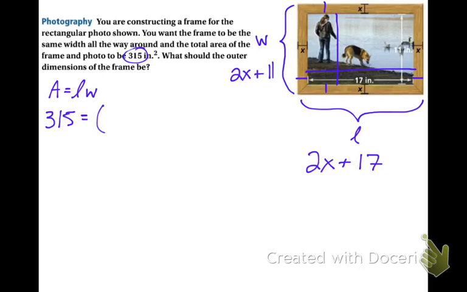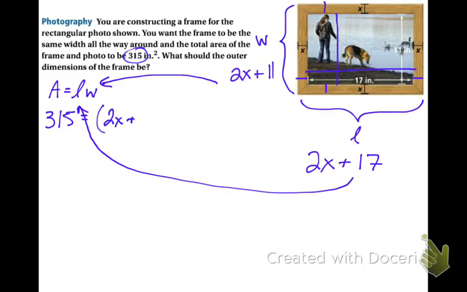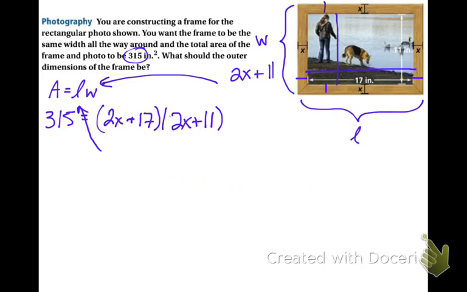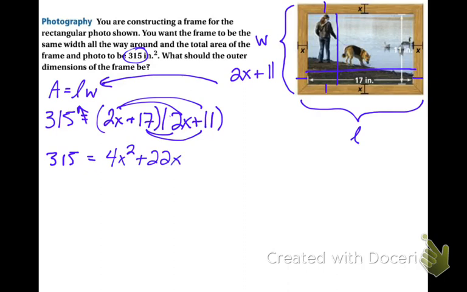So again, I can take my length and my width and multiply them by each other. So my length will plug in for my L, my width will plug in for my W. Give myself some room to work here. So when I'm done, I can do my crab claw multiplication, multiply everything out, get it in standard form, and then factor it and find my solutions. So I get 315 is equal to 4x squared plus 22x plus 34x plus 187.